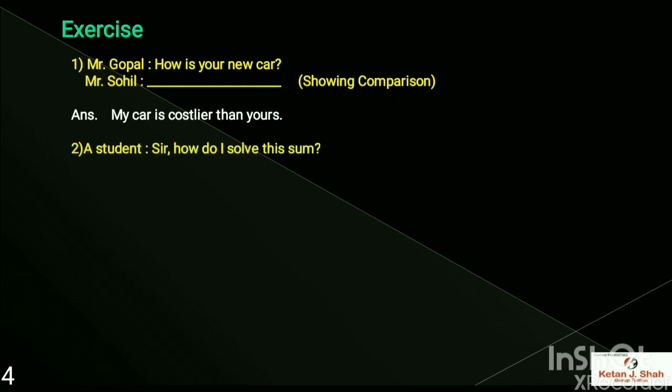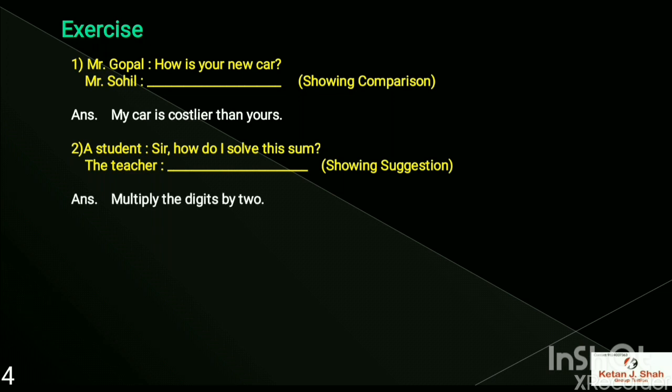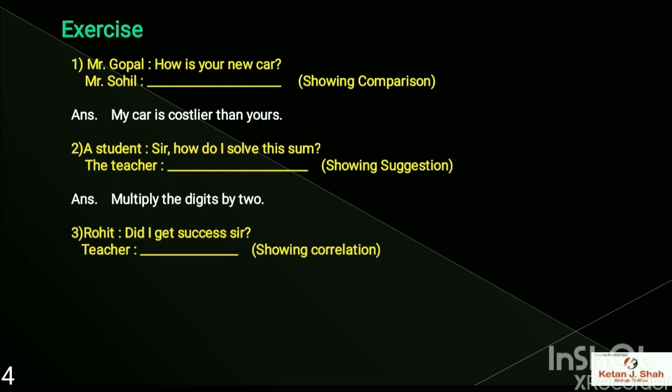Second, a student: sir, how do I solve this sum? The teacher: dash dash dash, showing suggestion. So the teacher gives a suggestion in this sentence. So she can say like, do this step, do that step. I have written the answer: multiply the digits by 2. Next: did I get success, sir? Rohit asked. Teacher: dash dash dash, showing correlation.